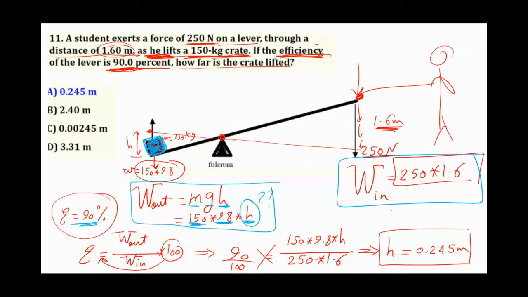The efficiency is 90%. So 90% is the output work over the input work times 100. This is the equation of efficiency. I took the 100 to the other side. It becomes 90 over 100 equals what? The output work divided by the input work, the work that the student does. Then I solved this equation to find the h. That's what I did.